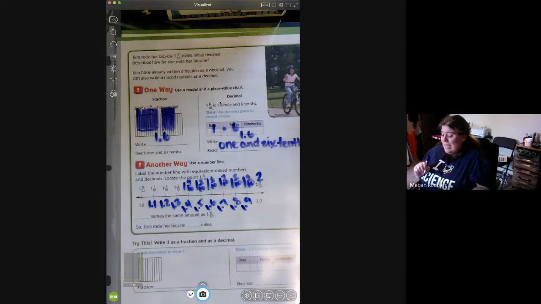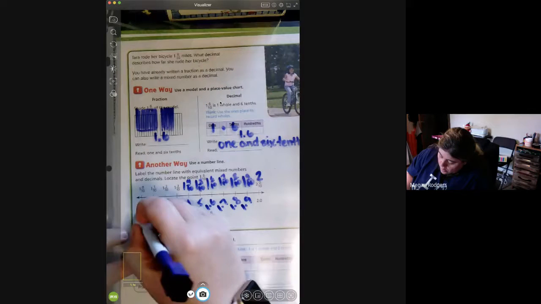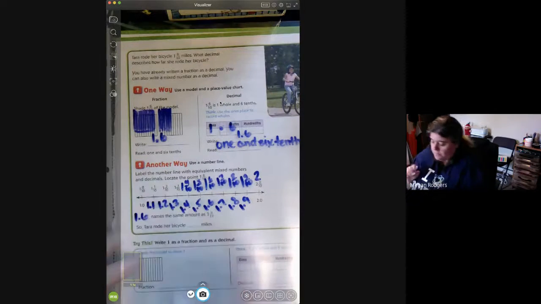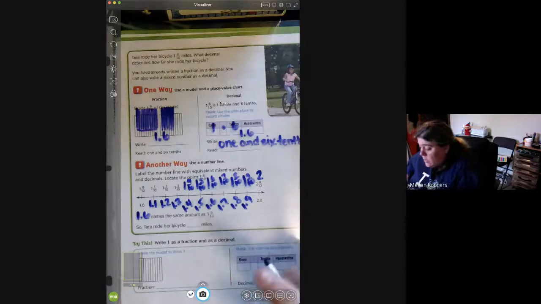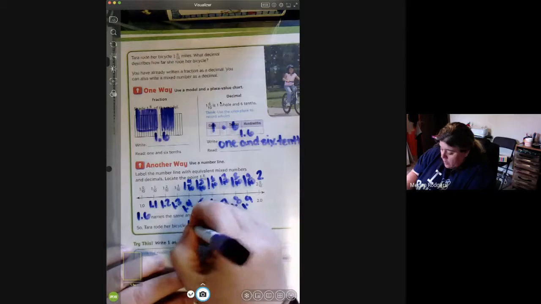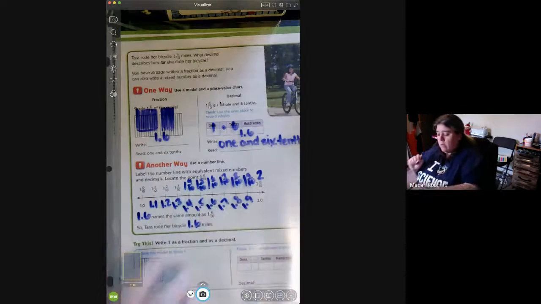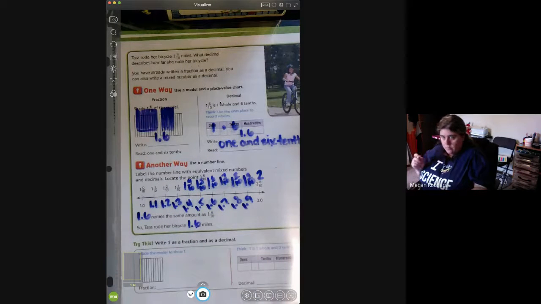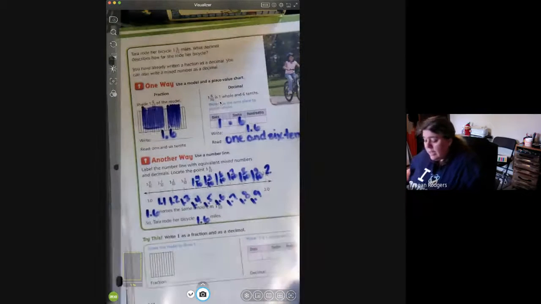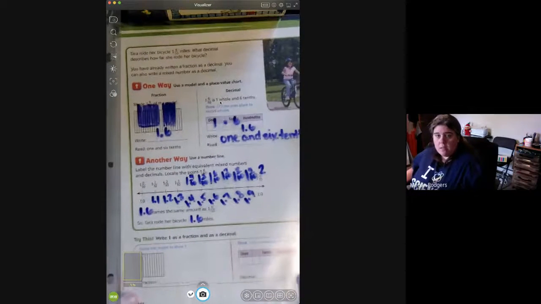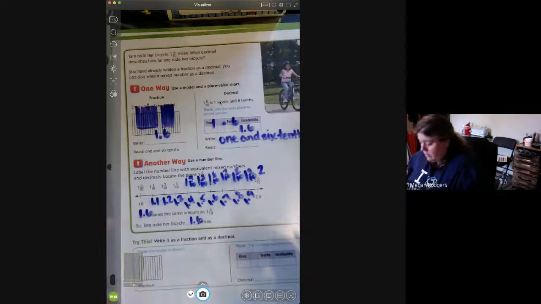So what is the same as 1 6/10? 1.6. So Tara rode her bicycle, and if I write this again, 1.6 miles. Hopefully that makes sense. This should be pretty straightforward. Again, if you do have questions, please feel free to ask in any of the usual ways. Comment, Parents Can Dojo, you can email me.